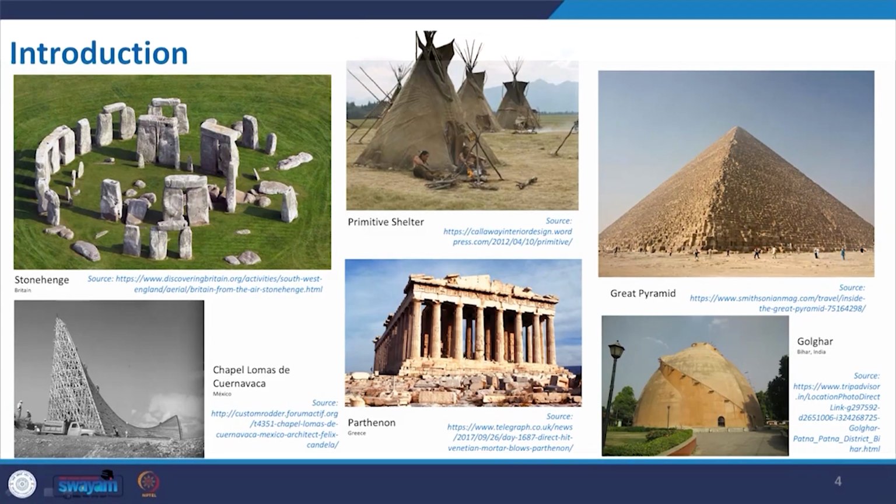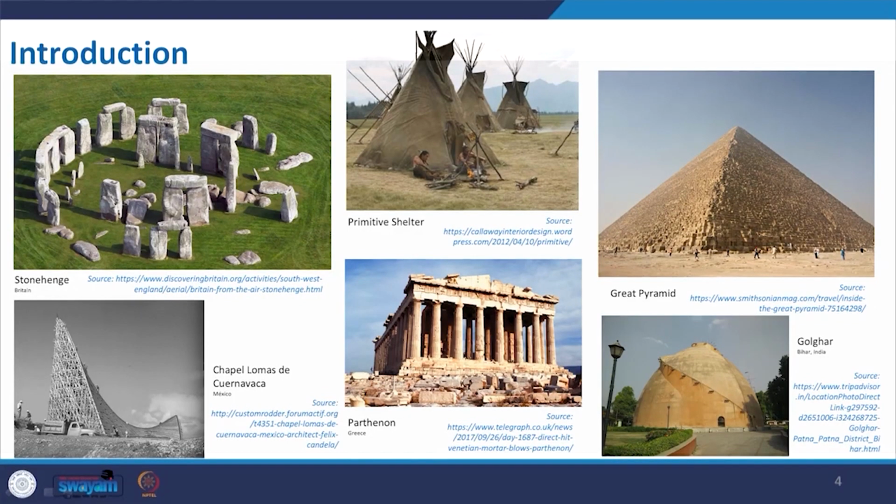Even that is true for the Parthenon in Greece, which is a series of columns supporting a structure. And apart from that, we can see a curved form structure designed by Felix Candela, the famous architect and structural designer. And on this side, the Golghar, situated in Bihar, is a structure which is appreciable.